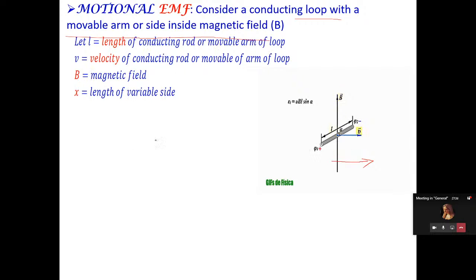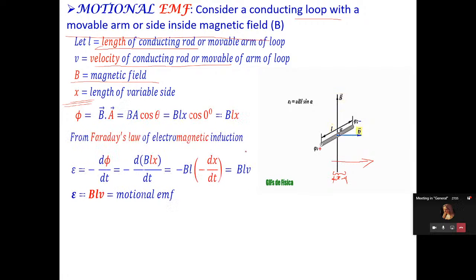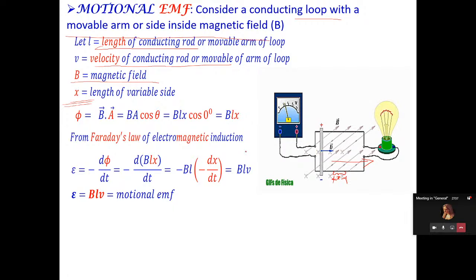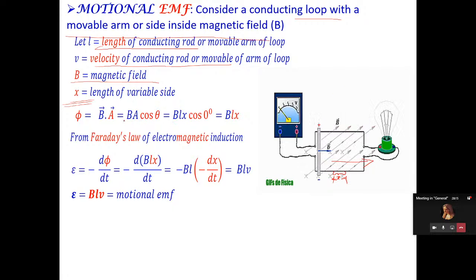Now let's see. Let L be the length of the conducting rod, V the velocity of the conducting rod, B the magnetic field present there, and X the length of the variable side, that means a small side. Let us take a small side X here. Now we know that flux is equal to B dot A, that is BA cos theta. Here the angle between B and A: the magnetic field is inward, and the area vector of this loop is in the same direction. So theta is 0, and flux is B multiplied by A.